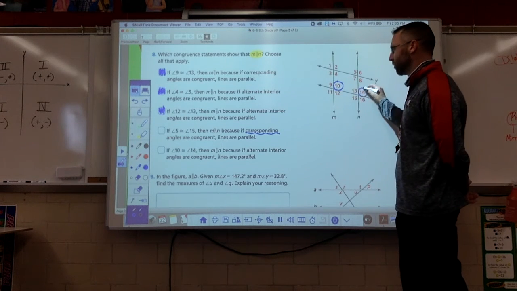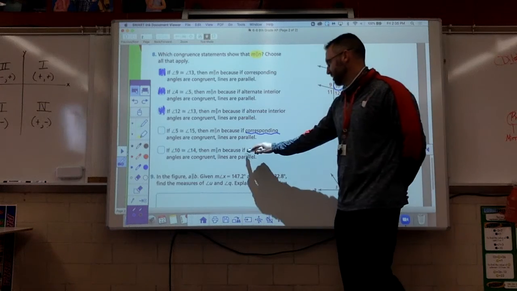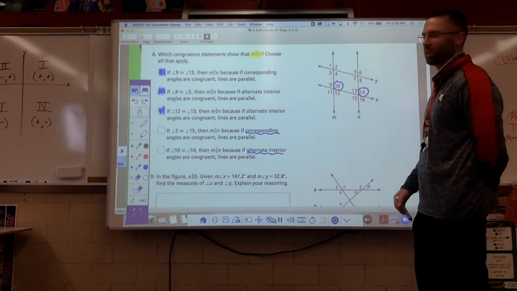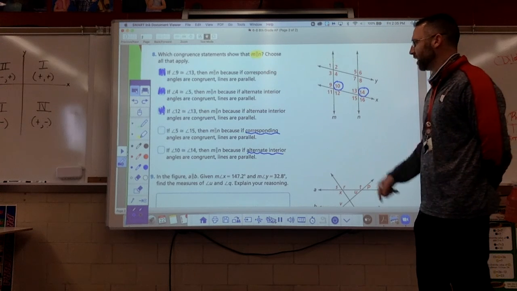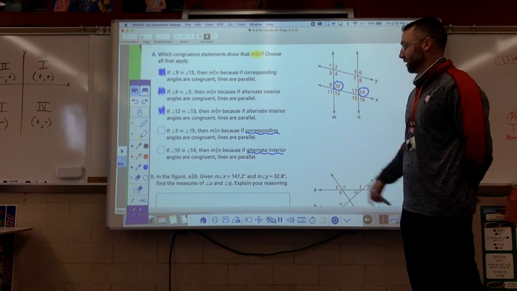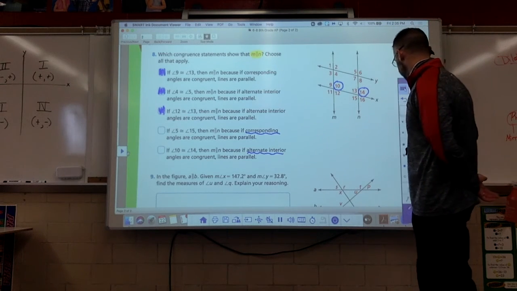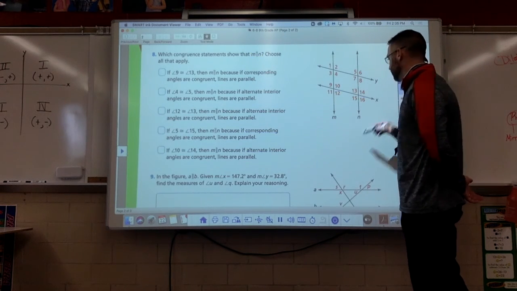10 and 14, because they're alternate interior angles. Well, are those both on the inside of the parallel lines? Nope. There you go. Those first 3. Got it, Jilly? Julie's got it. Sure. Okay, next one.